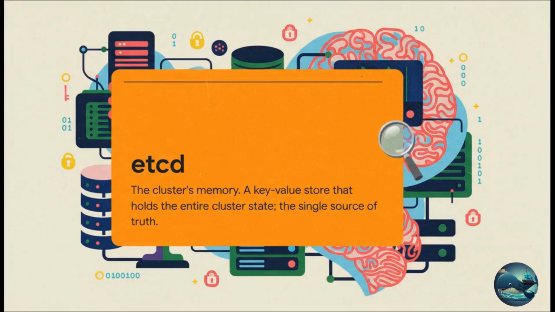Okay, so a brain needs a memory to function, right? Well, for Kubernetes, that memory is a component called etcd. At its core, it's a super reliable key value store, but its job is absolutely critical. It holds the entire state of the cluster. I mean, everything. What's running, where it's running, all the configurations, it's all in etcd. It is the one and only source of truth for the entire system.